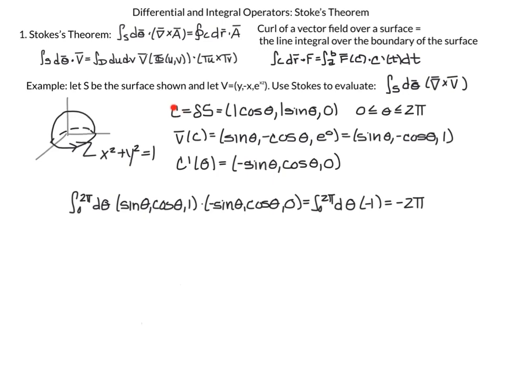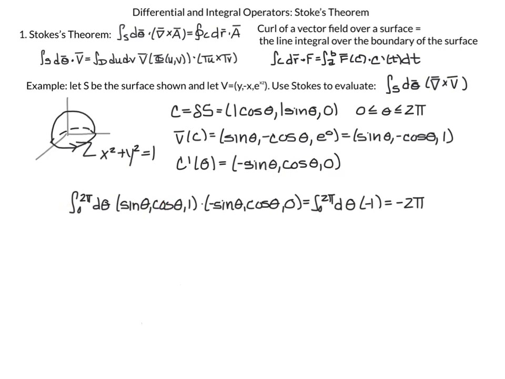So the curve, which is the boundary of the surface, is the circle of radius 1. So I parameterize that as cosine theta, sine theta, 0, where theta goes between 0 and 2 pi. Now my V composed of C is my y, which is sine theta. Then I have negative x as my second coordinate, which is negative cosine theta. And as my third coordinate, I have e raised to the xz. Fortunately, z is equal to 0, so e to the 0. So this becomes sine theta, minus cosine theta, and 1. My C prime is minus sine theta, cosine theta, 0.